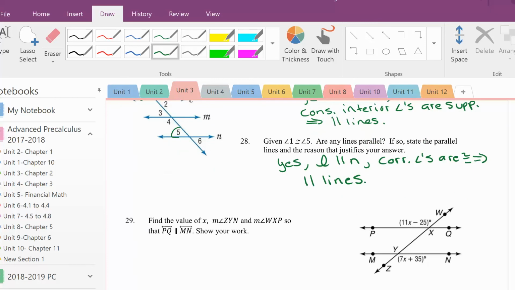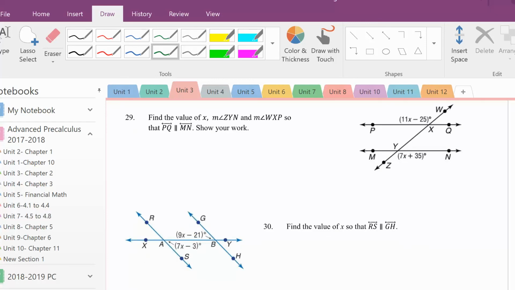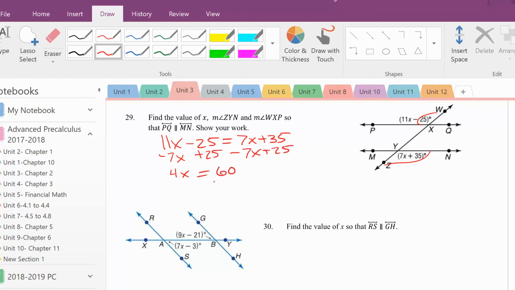All right. So it says find the value of x, the measure of angle ZYN, and WXP so that PQ is parallel to MN. If PQ is parallel to MN, that means alternate exterior angles are congruent. So that means that 11x minus 25 equals 7x plus 35. Subtract 7x, so you get 4x. Add 25, so you get 60. So that means x equals 15.